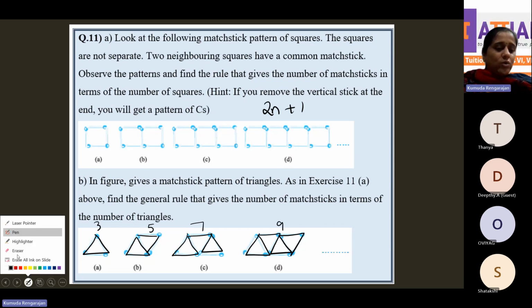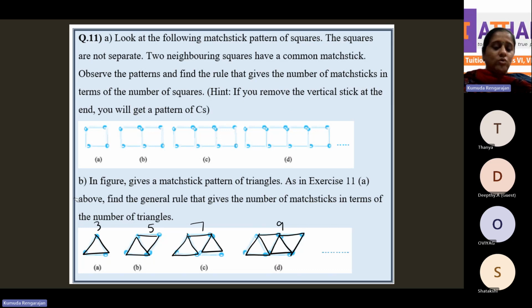So after writing 2n, 2 is the difference, so always multiply by n. So 2n. Now take the first one. It is 2 into 1. The first one means n is 1. 2 into 1 is 2. But the number of sticks there is 3. So 2 ones are 2, plus 1 is 3. So 2n plus 1 is the rule.